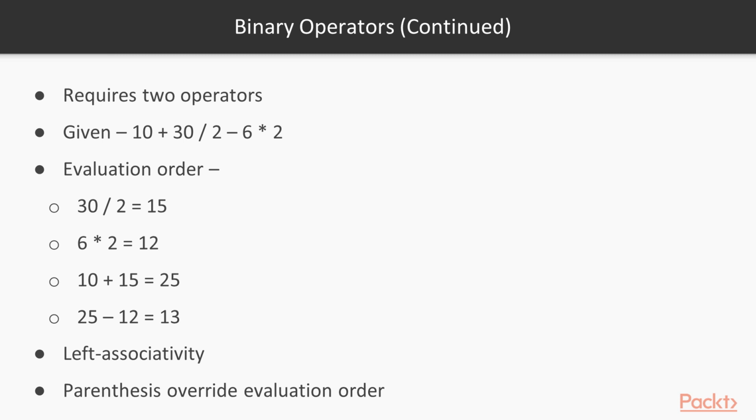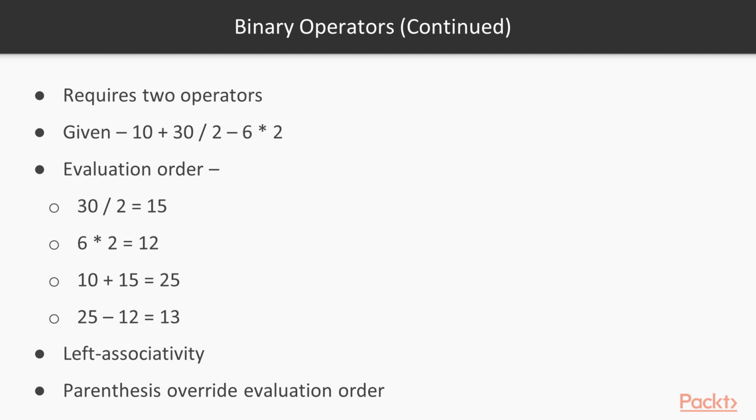Examine the following expression: 10 plus 30 divided by 2 minus 6 multiplied by 2. The order of evaluation will be as follows: 30 divided by 2, which equals 15, 6 multiplied by 2, which is 12, then 10 plus 15 from the first operation, which equals 25, and finally 25 minus 12, which is the second operation, which equals 13.